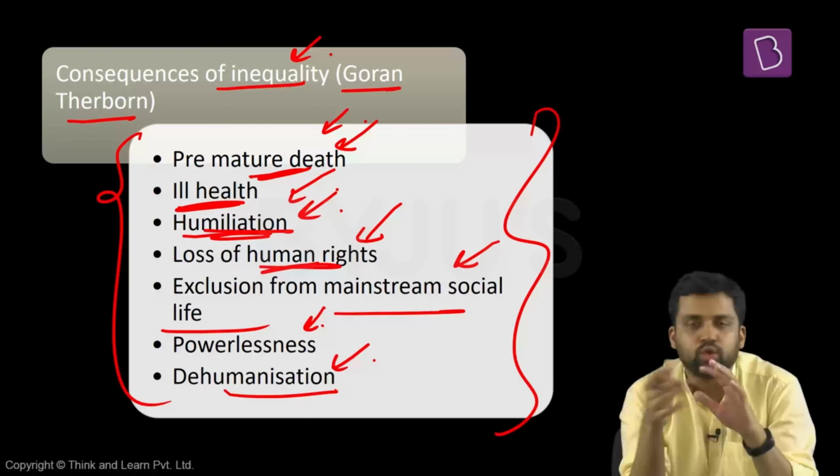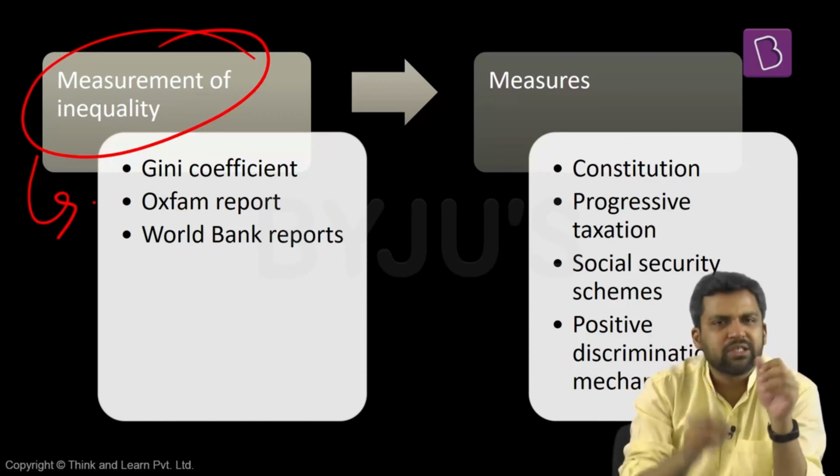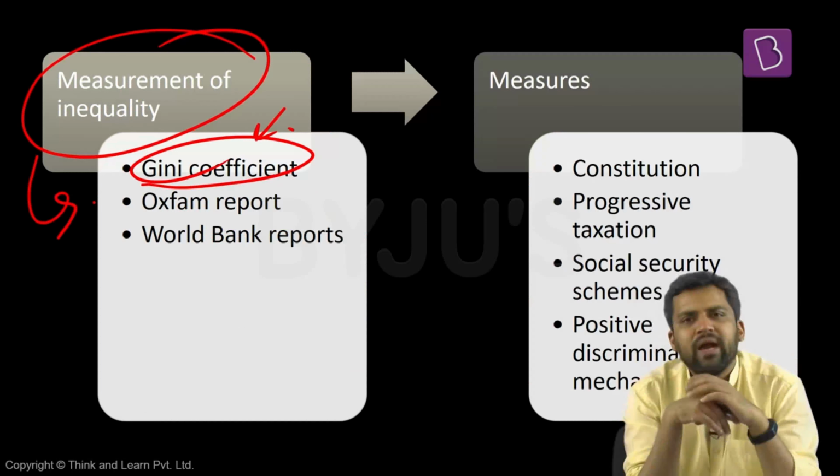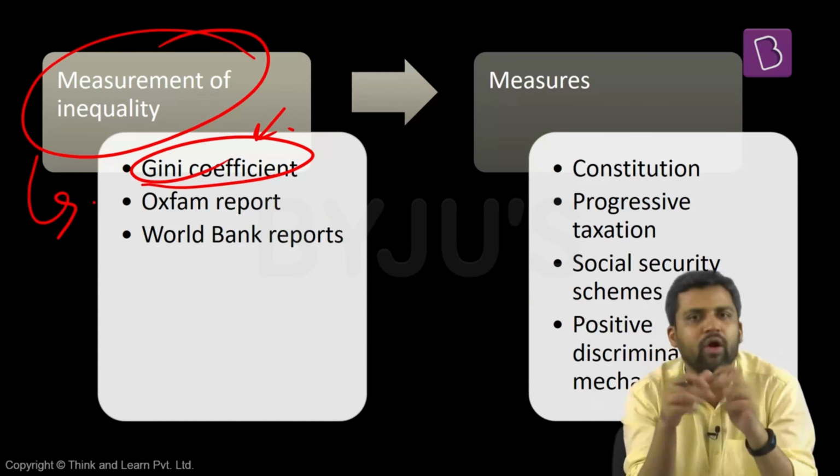So crime rates can also increase if inequality persists. Are there any measures of inequality? There is one coefficient which measures inequality. It is called the Gini coefficient. It measures the extent of inequality. Apart from that, different reports, different international organizations are also involved in measuring inequality.